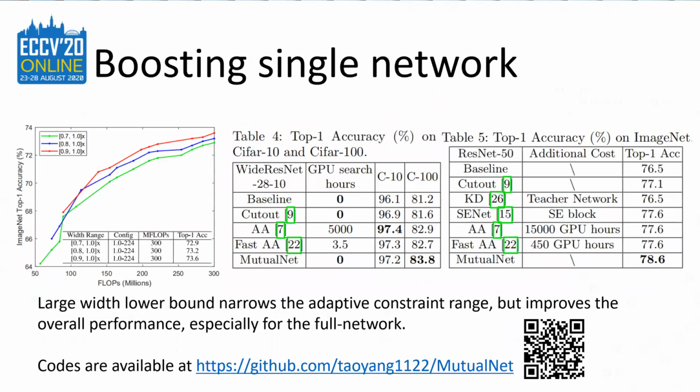Another interesting finding is that as we increase the width lower bound, the adaptive range gets narrower, but the overall performance is improved, especially for the full network. The results are shown in the left figure. Inspired by this, we increase the width lower bound and apply MutualNet to boost a single network. The results show that MutualNet outperforms popular data augmentation and regularization methods on different datasets and backbones. So MutualNet is also promising to serve as a training strategy to improve the performance of a single network. Code has been released on GitHub.